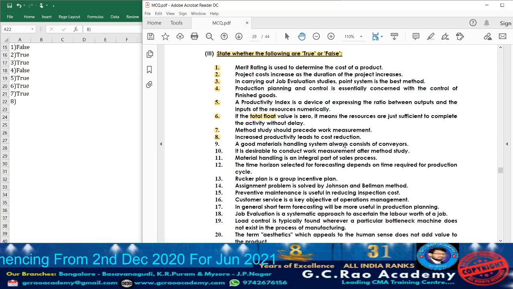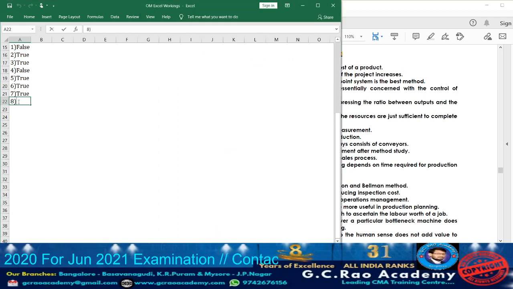If the productivity increases, what happens? The cost is going to get reduced. So accordingly, statement 8, whatever they have given, it is true.